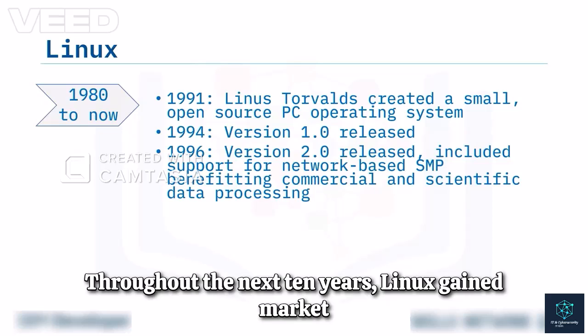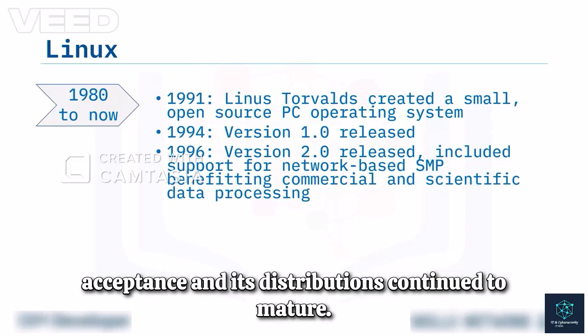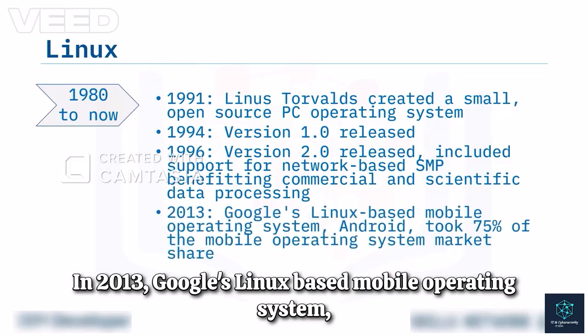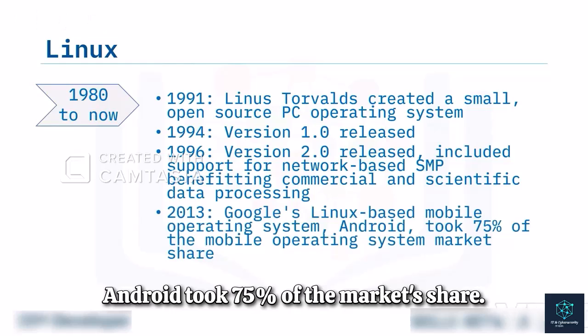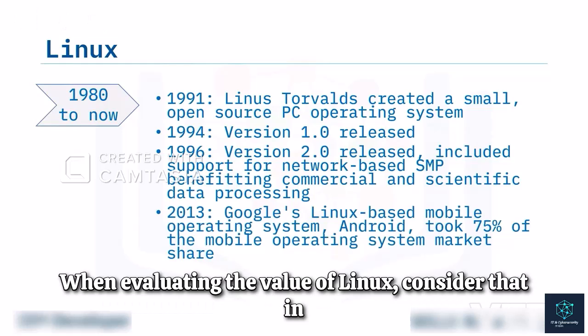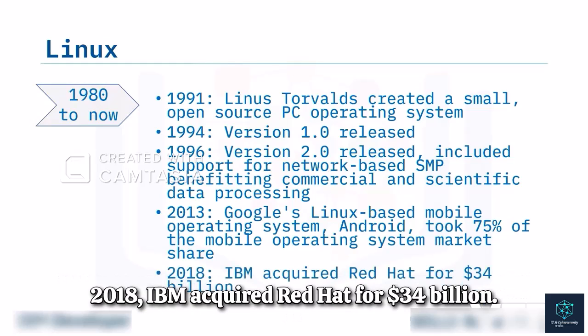Throughout the next 10 years, Linux gained market acceptance, and its distributions continued to mature. In 2013, Google's Linux-based mobile operating system, Android, took 75% of the market share. When evaluating the value of Linux, consider that in 2018, IBM acquired Red Hat for $34 billion.